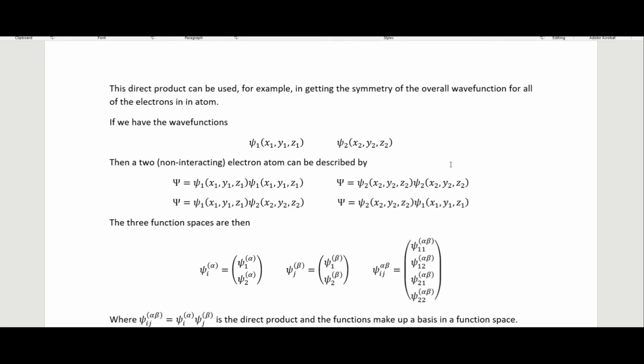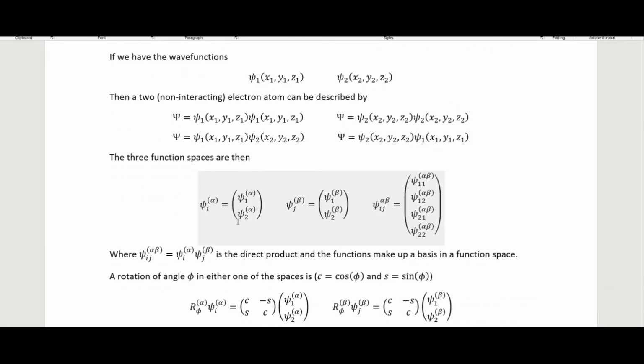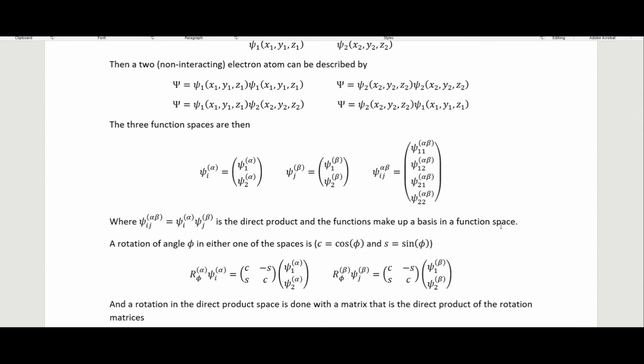And so the three function spaces are: this is just for the one particle, this is just for the other particle, and this other one is for the system of both particles, where psi ij is equal to the product of psi i alpha and psi j beta, the direct product of the functions. They make up a basis in function space.